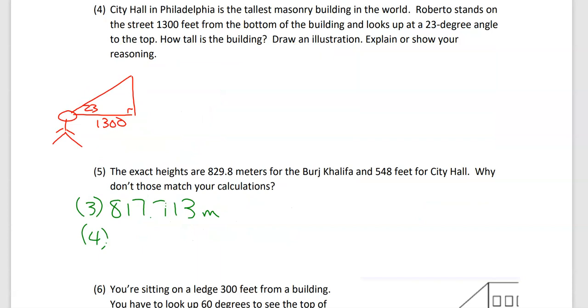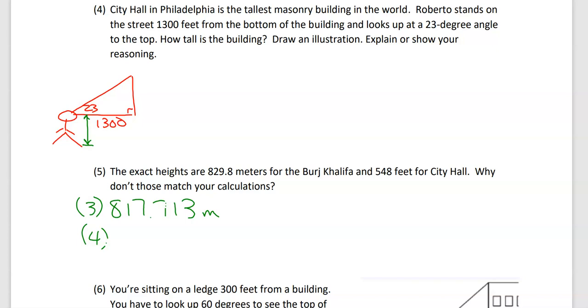Alright, so in problem 3 as well as 4, one of the things that will create at least a level of inaccuracy in our answer is the fact that the person is looking up to create this angle. There is a distance from the person's eyes down to the ground that's not being included in the answers. Keep in mind these are approximations.